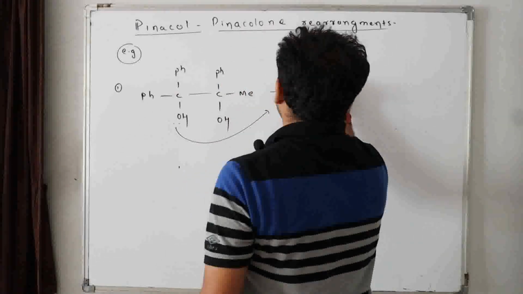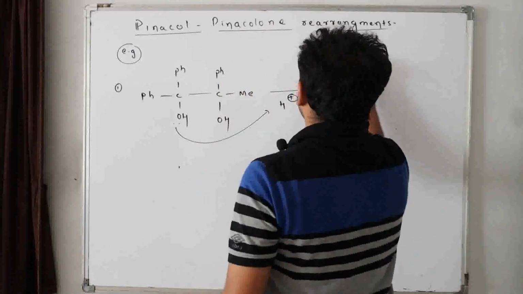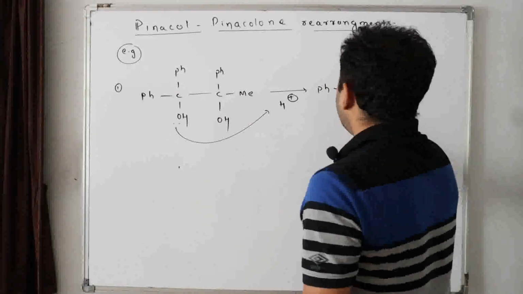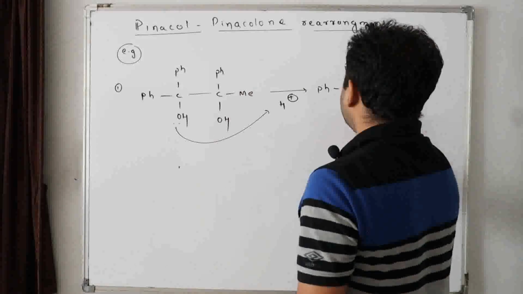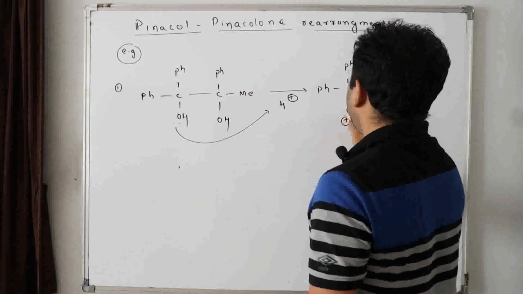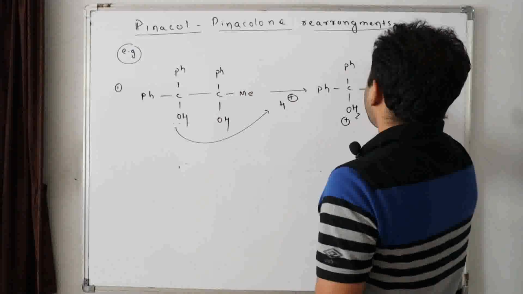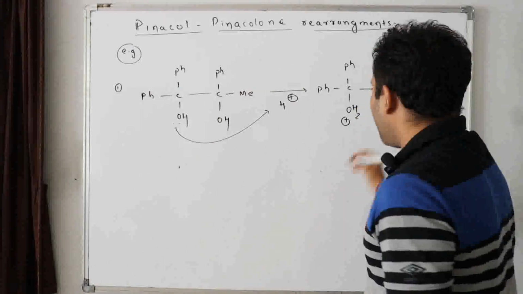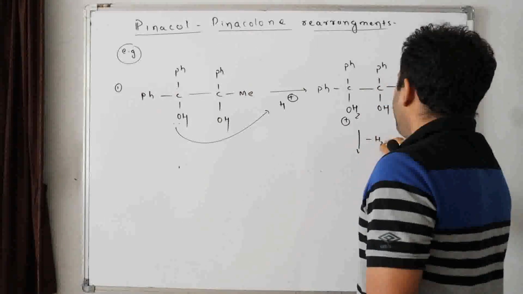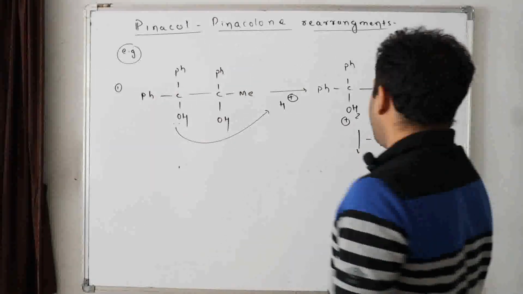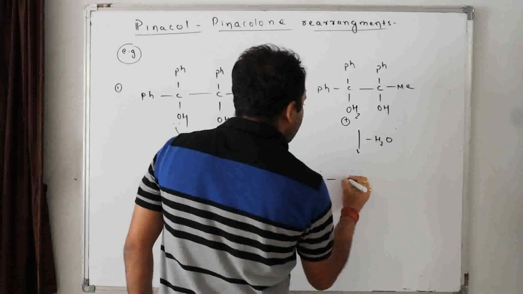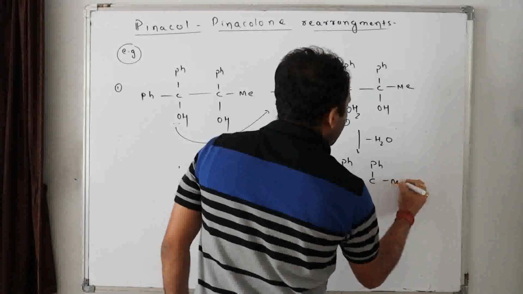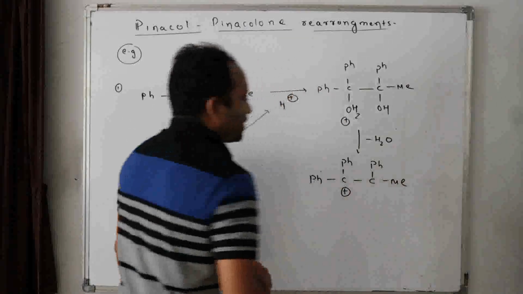So what will be formed here? Ph, C, Ph plus, isn't it? Now, do you remember this mechanism? OH2 plus, C, Ph, methyl, OH, isn't it? Now, with this, water will be removed. What will be formed here? Ph, C, Ph, C, Ph, methyl plus, isn't it?